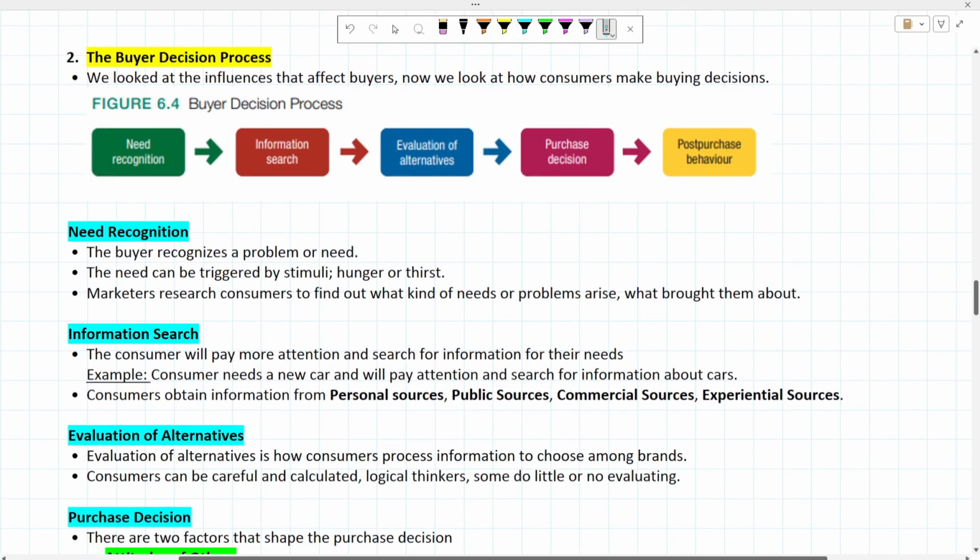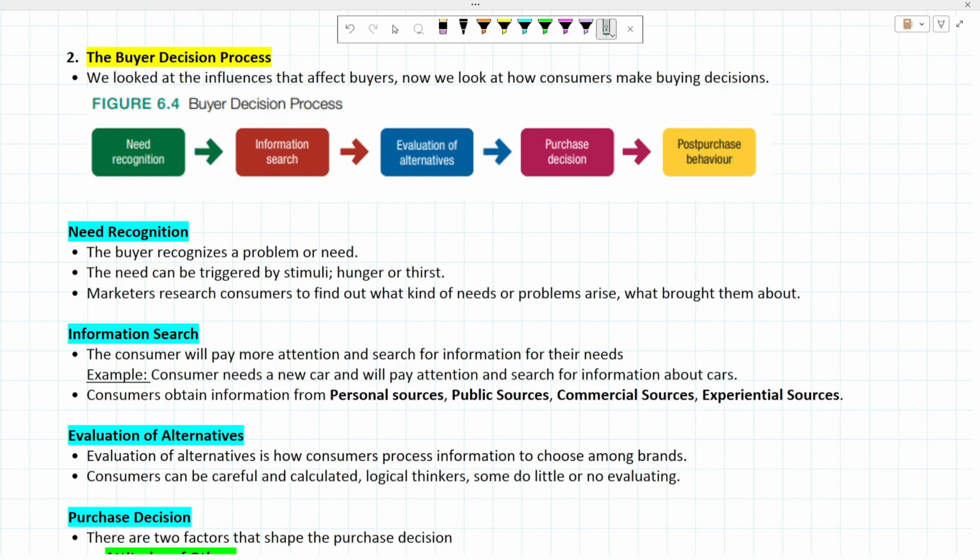2. The buyer decision process. We looked at the influences that affect buyers. Now we look at how consumers make buying decisions. The buyer decision process: need recognition, information search, evaluation of alternatives, purchase decision, and post-purchase behavior. Need recognition is when the buyer recognizes a problem or need. The need can be triggered by stimuli such as hunger or thirst. Marketers research consumers to find out what kind of needs or problems arise, and what brought them about.